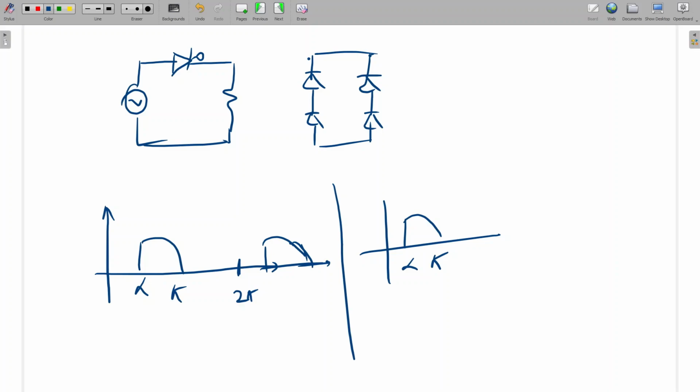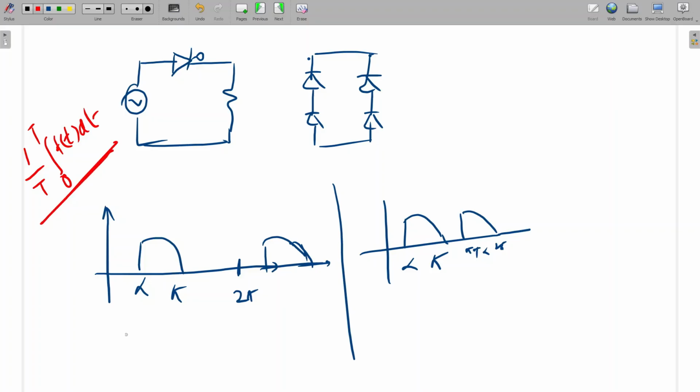One second, is it visible? Okay, so it will be again pi plus alpha to 2 pi. So what is the average value? Average means 1 by T, 0 to T, f(t) dt. This is the average formula.